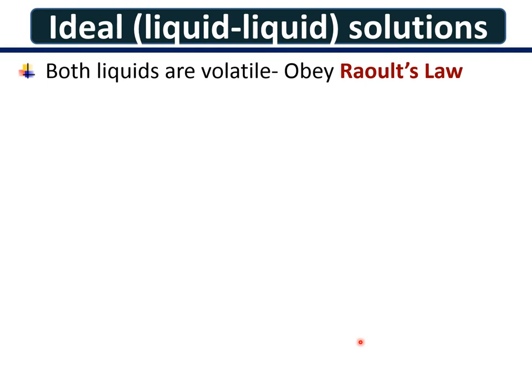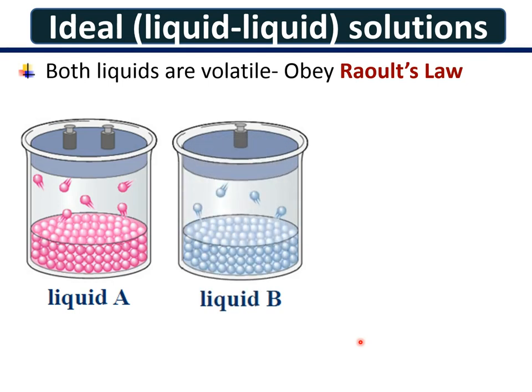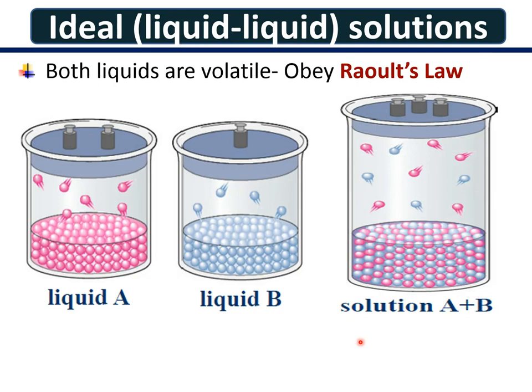Here I mean by ideal solutions that delta H will equal zero. In that case, both liquids are volatile, and both of them obey Raoult's law. In this image, if this is liquid one, and this is the vapor pressure of liquid one at a given temperature, and if this is liquid two, or liquid B, and this is its vapor pressure at the same temperature, then if you make a solution of A and B, that will be the vapor pressure or the concentration of the gas particles at the same temperature.